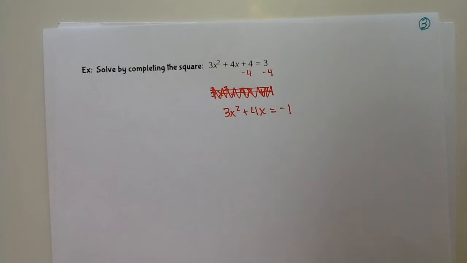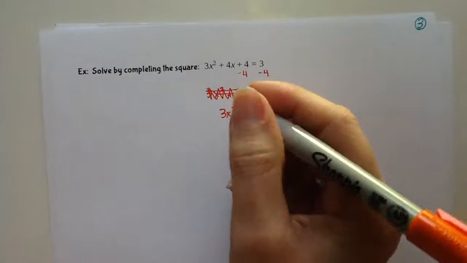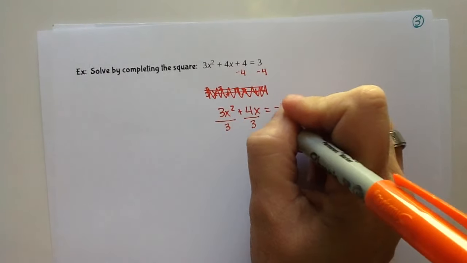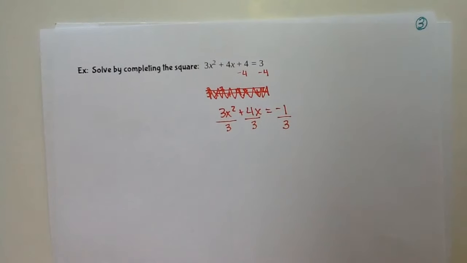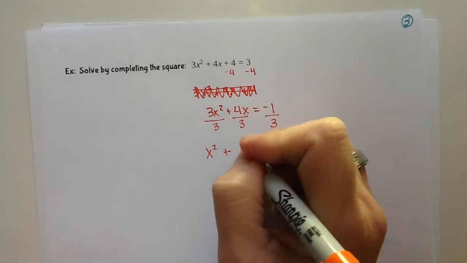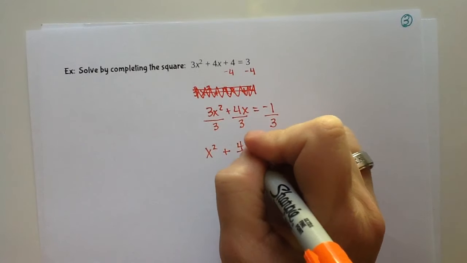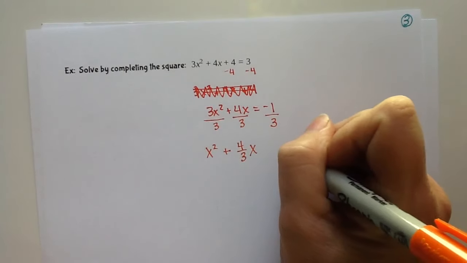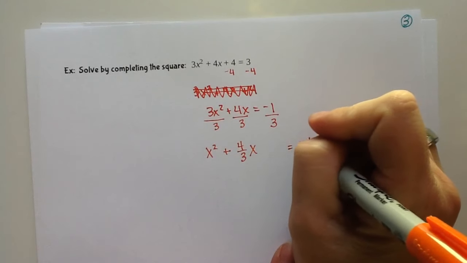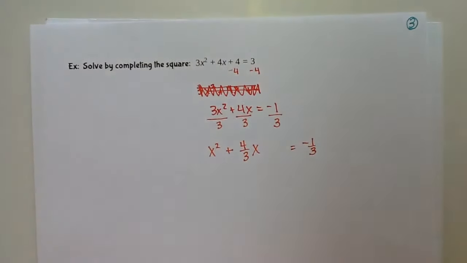Then the next step is to divide each term by the coefficient of the x squared. So I'll need to divide by 3, and divide by 3. So I'll have x squared plus 4/3 x, leave a space so I have room to add something to both sides, and then that equals -1/3.